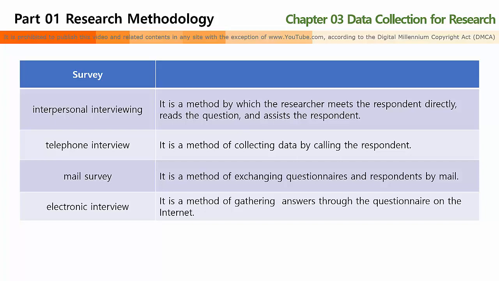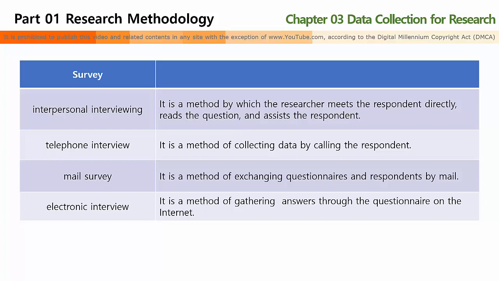The second is a telephone interview. It is a method of collecting data by calling the respondent. Low cost, but it is difficult to use various materials. It is often used during the election period because it is easy to contact specimens. The third is the mail survey. It is a way to exchange questionnaires and respondents by mail. Faxing is also available. This method is not used much recently.